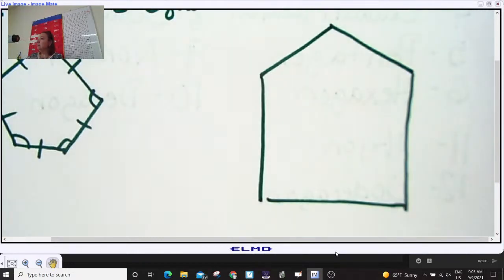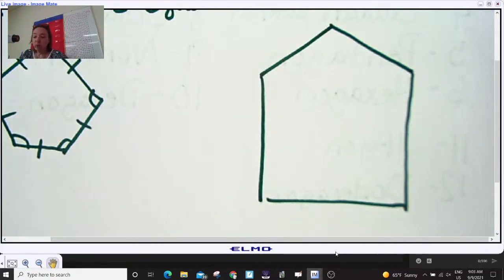See that? That's a pentagon. But it's an irregular pentagon because the sides and the angles are not all the same. So regular, all sides and all angles are the same. Irregular, they're not. Okay? That's the difference. So when you classify a polygon, you can classify it in those three ways.